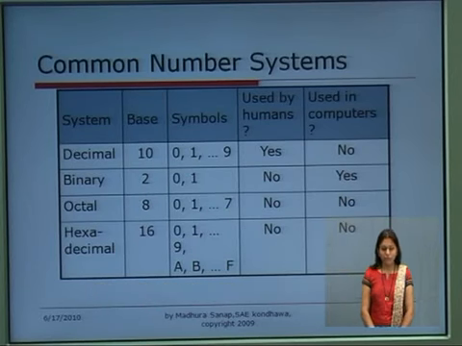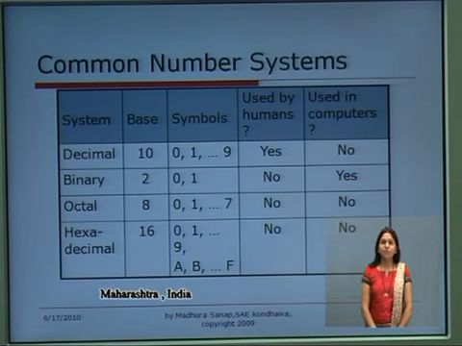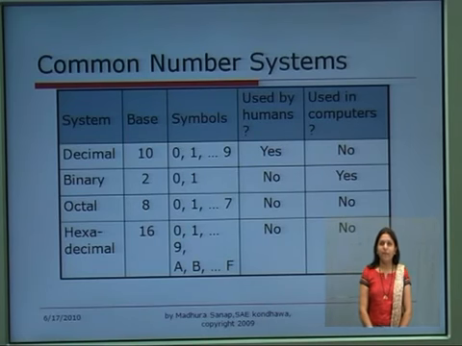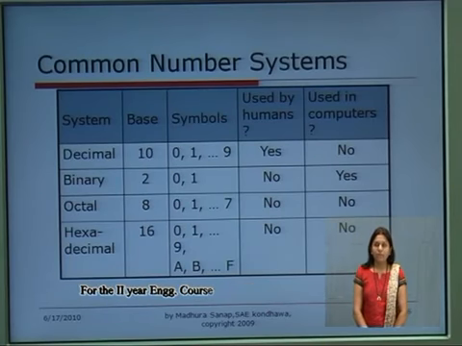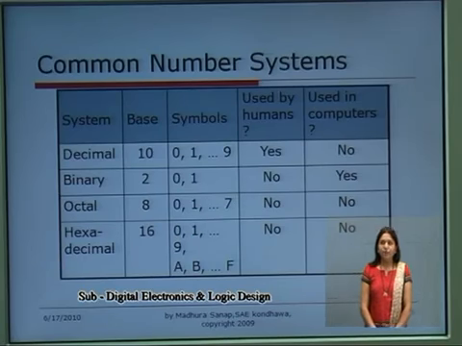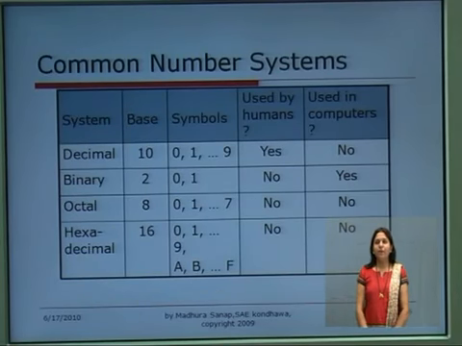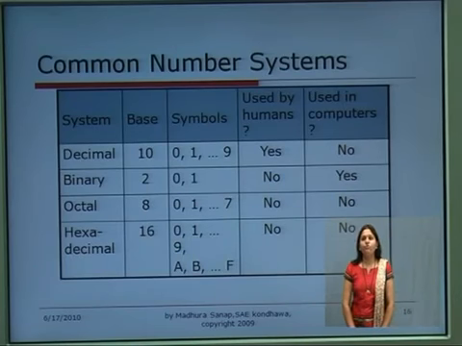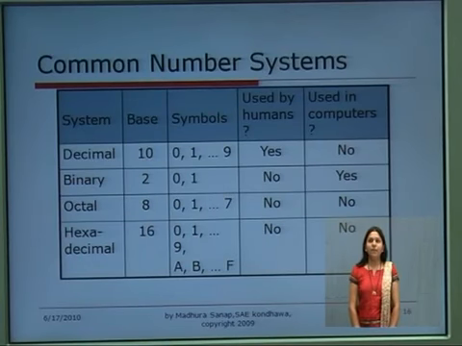Common number systems. We know there are different types of number system: decimal number system, binary number system, octal number system, and hexadecimal number system. So how can we differentiate all of these? Because of the base. Decimal has base 10, with symbols from 0 to 9. Binary has base 2, counts 0 and 1. Octal has base 8, counts from 0 to 7. Hexadecimal has base 16, counts from 0 to 15, where 15 is nothing but F.